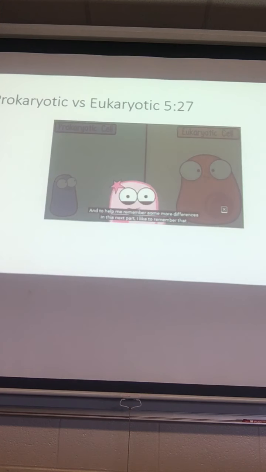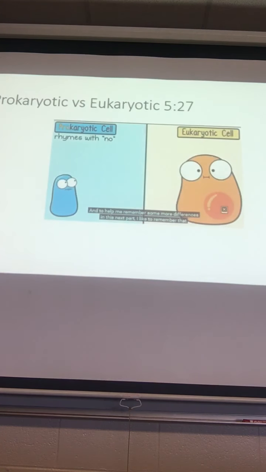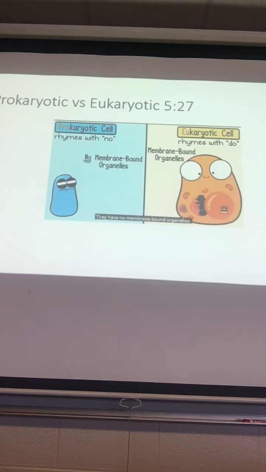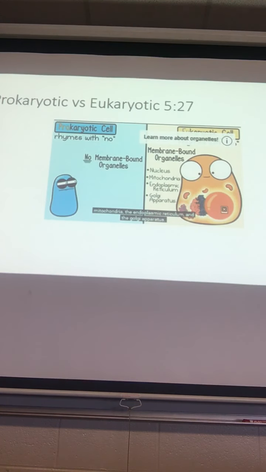And to help me remember some more differences in this next part, I like to remember that pro in prokaryote rhymes with no, and eu in eukaryote rhymes with do. Prokaryotic cells have no nucleus to contain their DNA, so you will find their DNA is not contained within a nucleus. It's a bit messy here. They have no membrane-bound organelles. Membrane-bound organelles are fancy organelles that have their own membrane, like the nucleus, mitochondria, the endoplasmic reticulum, and the Golgi apparatus.